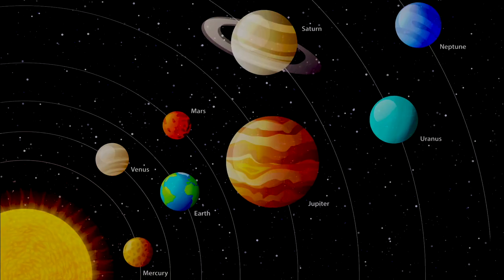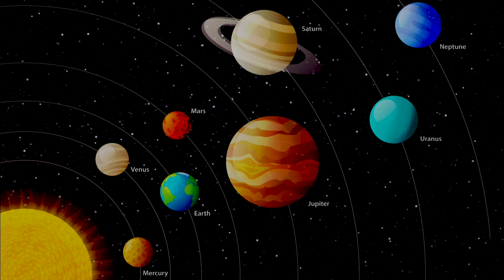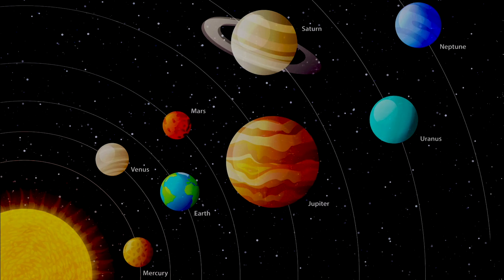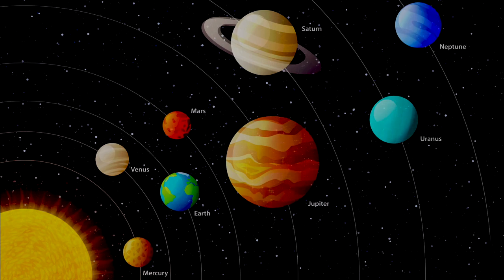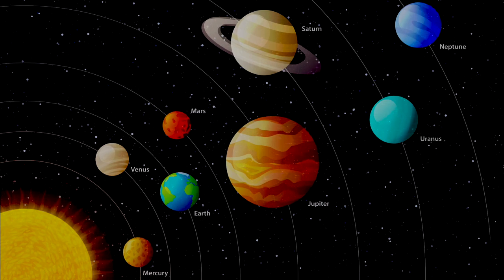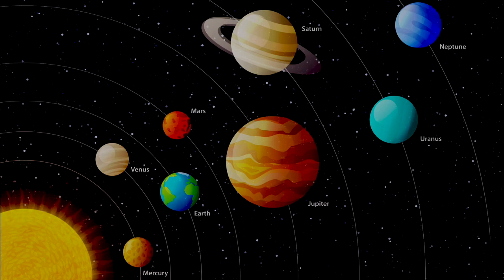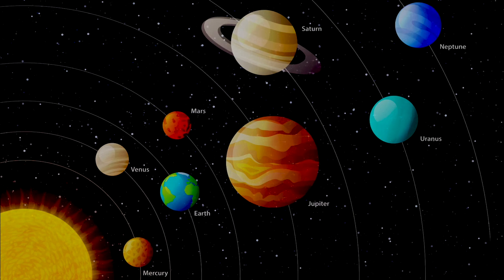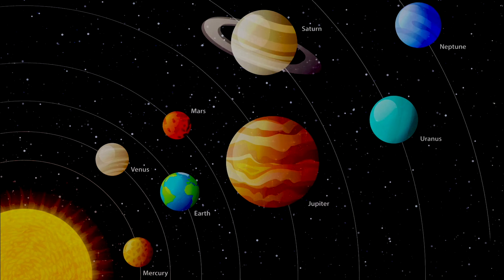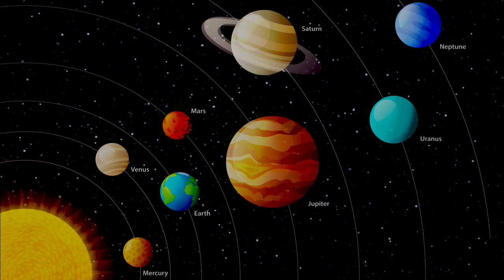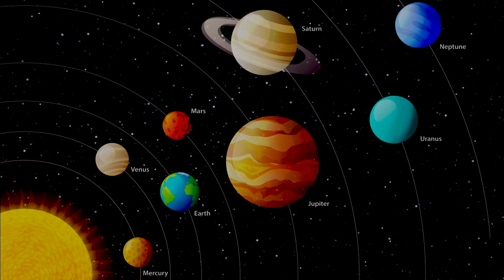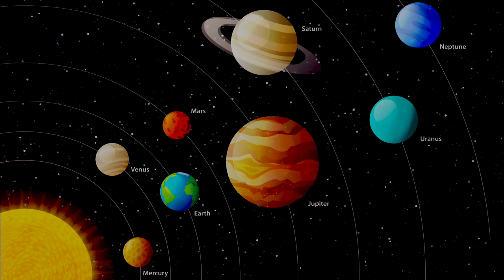The biggest planet is Jupiter. Mercury is the smallest one. Mercury is the nearest, and Neptune furthest from the sun. All of the planets are round, shaped just like a ball. And if you sing along with me, you can learn the names of them all.